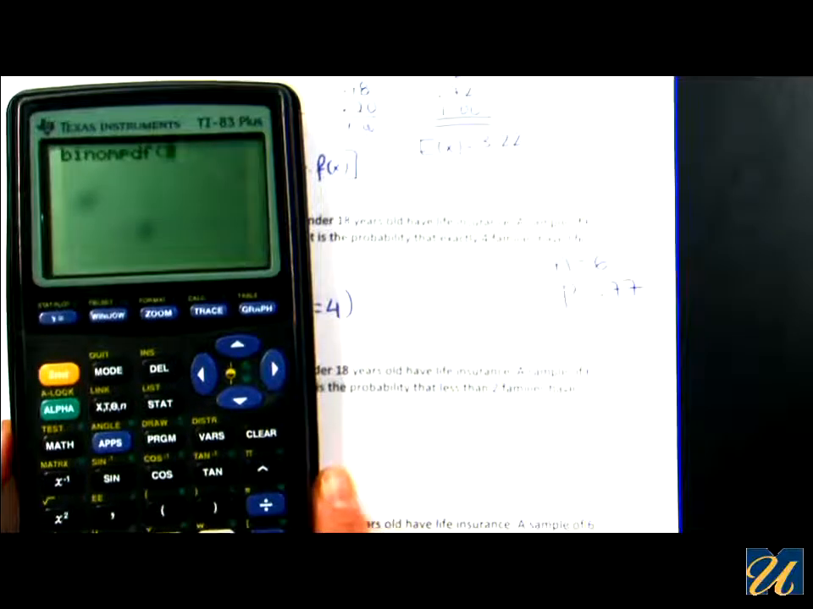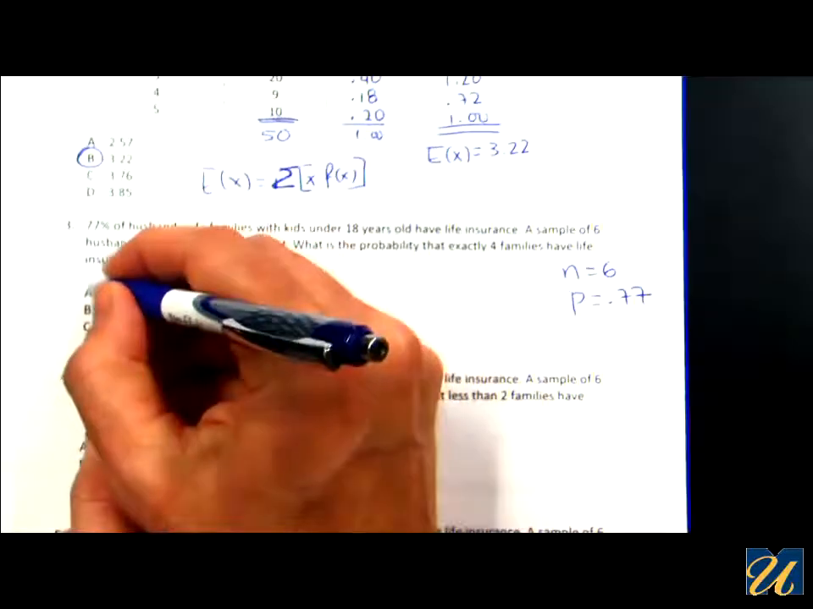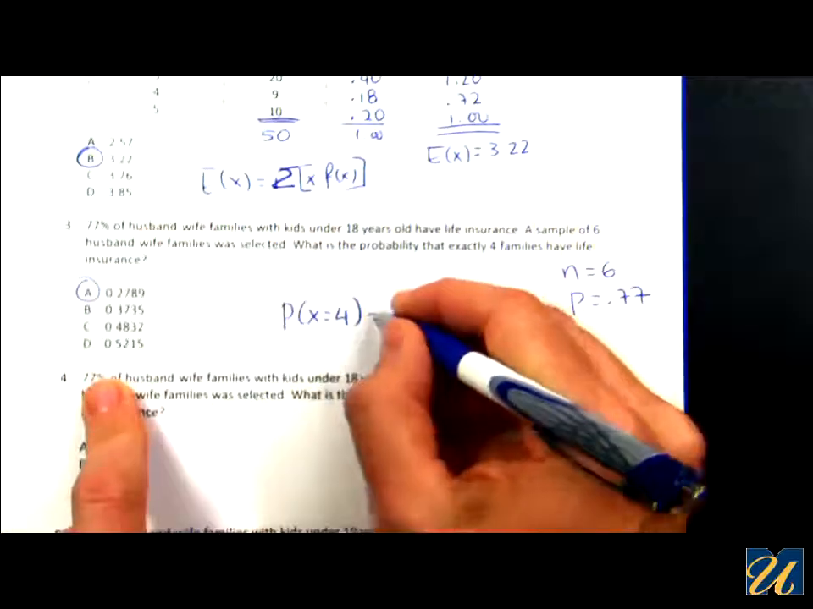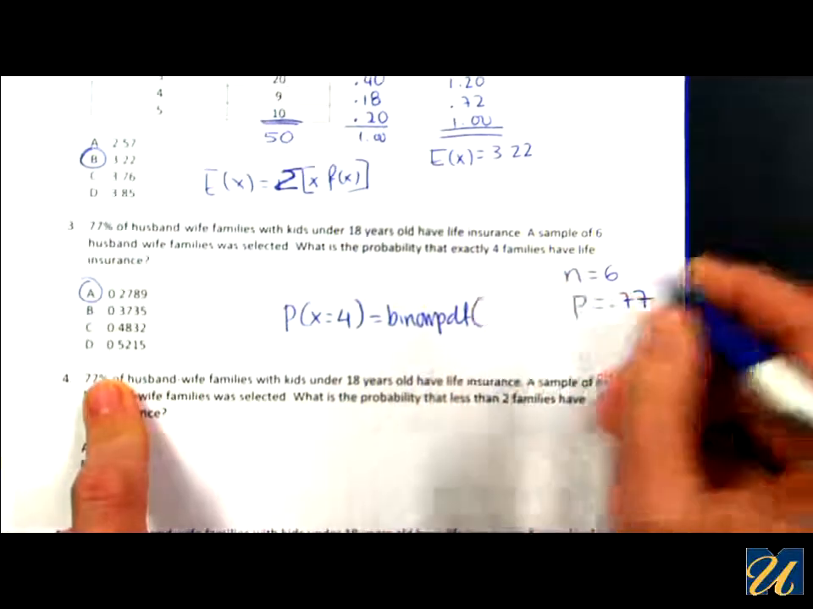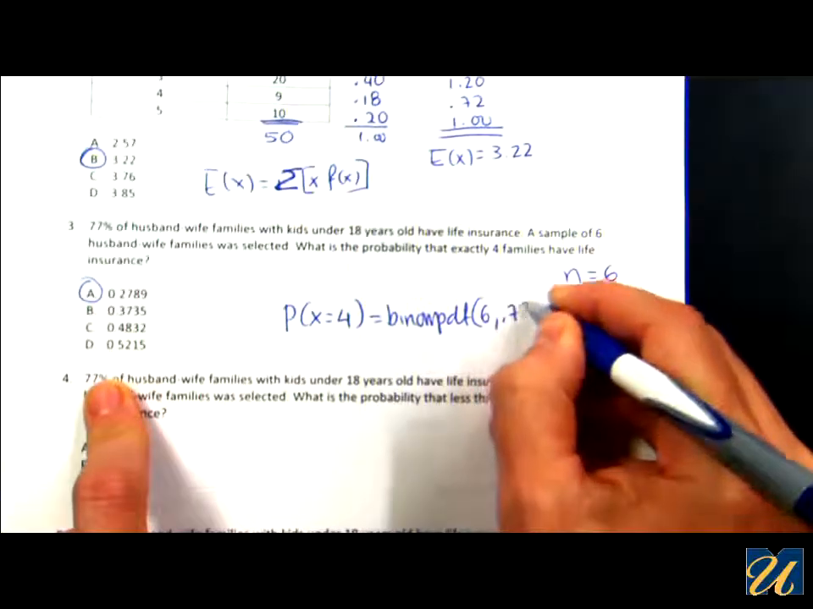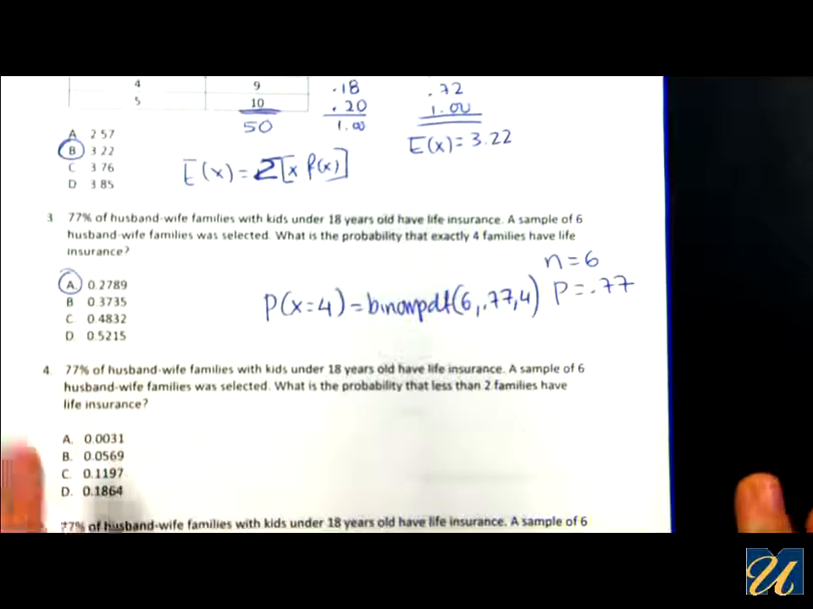Hope you can see it. n, comma, p, comma, x. 0.2789. So this would be binomial PDF 6, 0.77, 4, if you're doing it on your graphing calculator.